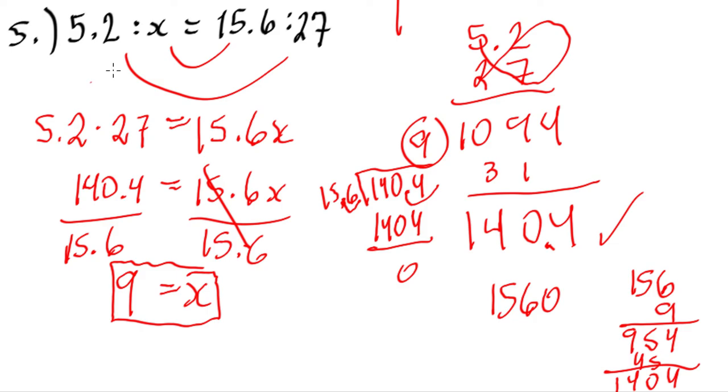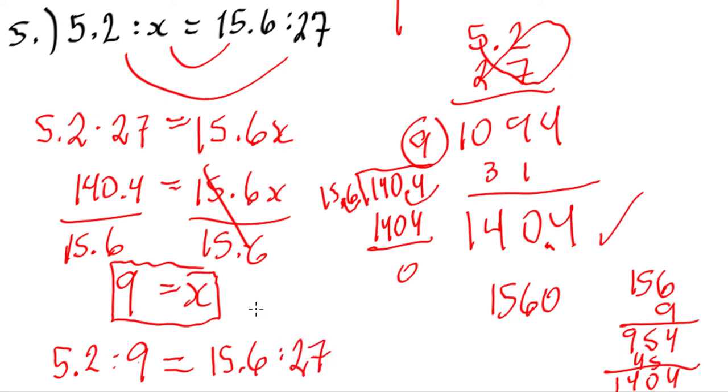Okay, so we can fill in the value of x here. So we're going to have 5.2 is to 9, sorry, it's not x now, it's 9, equals 15.6 is to 27. So that's our proportion for number 5, completed.